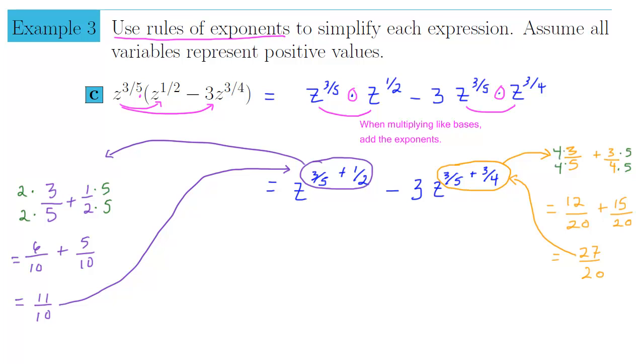So altogether here, my expression ends up looking like z to the 11/10 minus 3z to the 27/20. Okay, there are no exponent rules for subtraction. We cannot subtract these two terms because they're not like terms. They have different exponents. So at this point, there's really nothing more we can do. So this is our final answer.